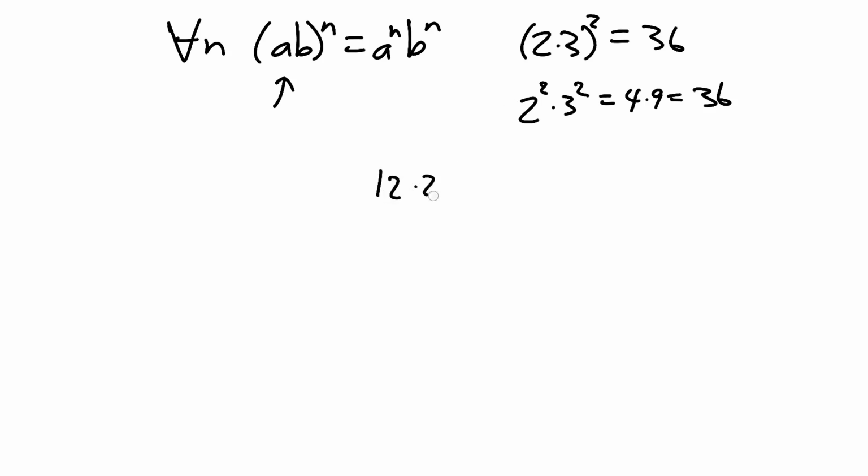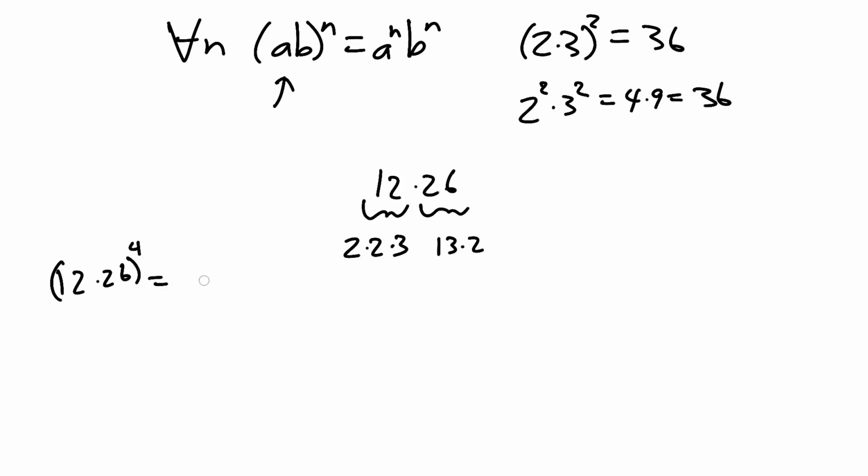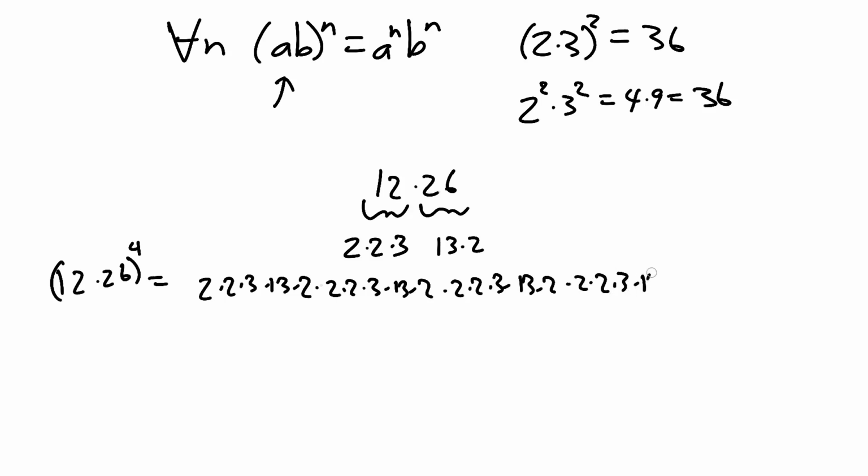Let's do 12 times 26, right? So we know that 12 can be broken down into 2 times 2 times 3. And we know that 26 can be broken down into 13 times 2. Those are its prime factors, right? So if I say, what's 12 times 26 to the 4th, that's going to be equal to 2 times 2 times 3 times 13 times 2, times 2 times 2 times 3 times 13 times 2, and so on, repeated four times.